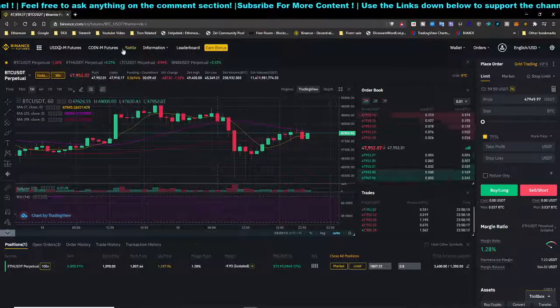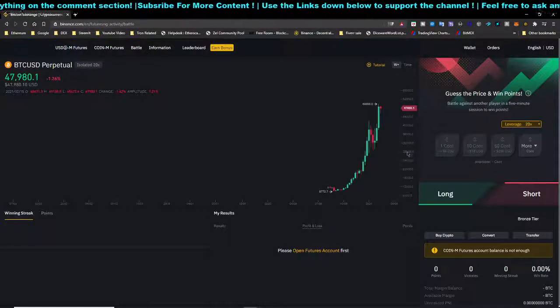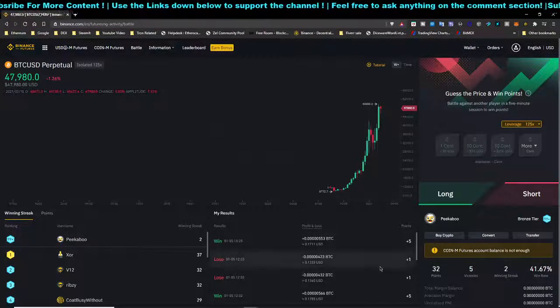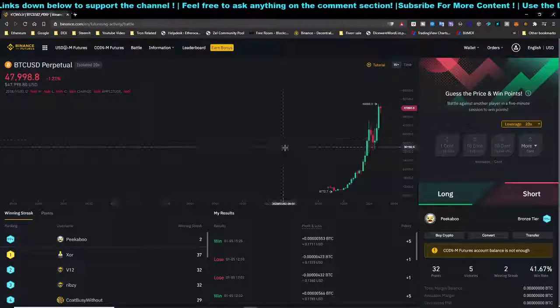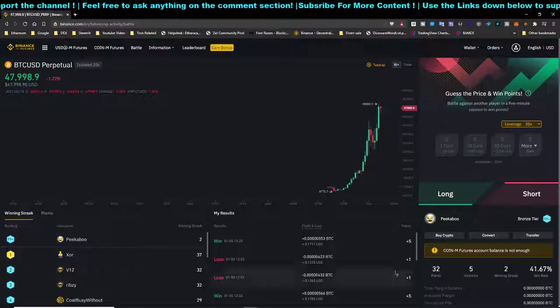Basically the interface over here, which is the Battle, is much more like a game. You need to open up your account, and over here you can see that you can play some games. This is very short term. Just set the leverage to 20, and you can choose the amount and so on. Once you have clicked on long, you are basically versus another person who is going short.